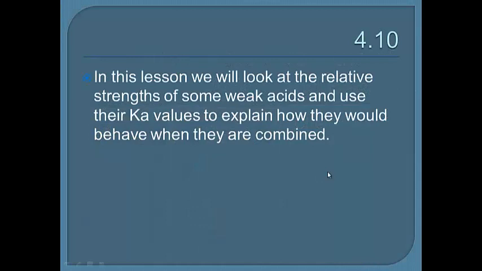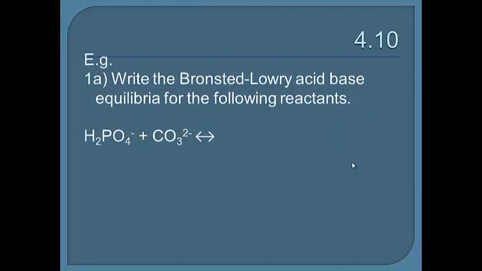In this lesson, we will look at the relative strengths of some weak acids. Relative simply means how strong something is compared to something else. And we will use their Ka values to explain how they would behave in certain situations when we combine them. So the best way to do this is to look at a few examples.